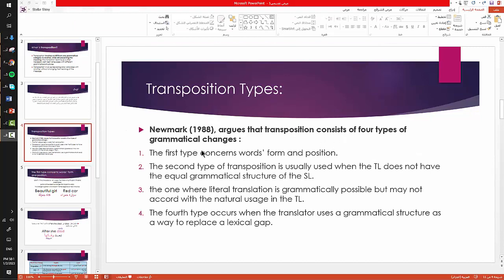Transposition types. Newmark argues that transposition consists of 4 types of grammatical changes. The first type concerns word form and position. The second type of transposition is usually used when the target language does not have an equal grammatical structure of the source language. The third is where literal translation is grammatically possible but may not accord with the natural usage in the target language. The fourth type occurs when the translator uses a grammatical structure as a way to replace a lexical gap.